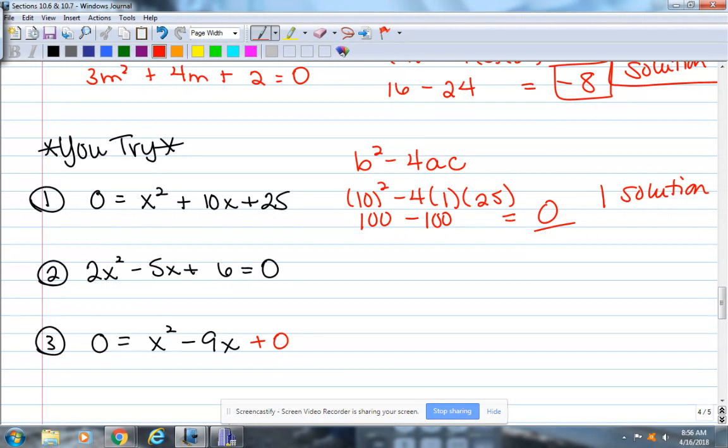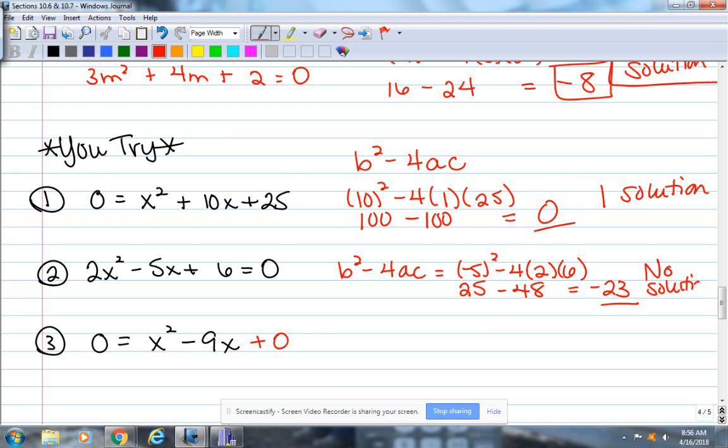Very good. Number 2, B squared minus 4AC. What is my B? So negative 5 squared minus 4 times what's A? What's C? What's negative 5 squared? What's negative 4 times 2 times 6? Negative 48. What's 25 minus 48? Negative 23. So there's my discriminant. How many solutions am I going to have? No solution. Negative means no.